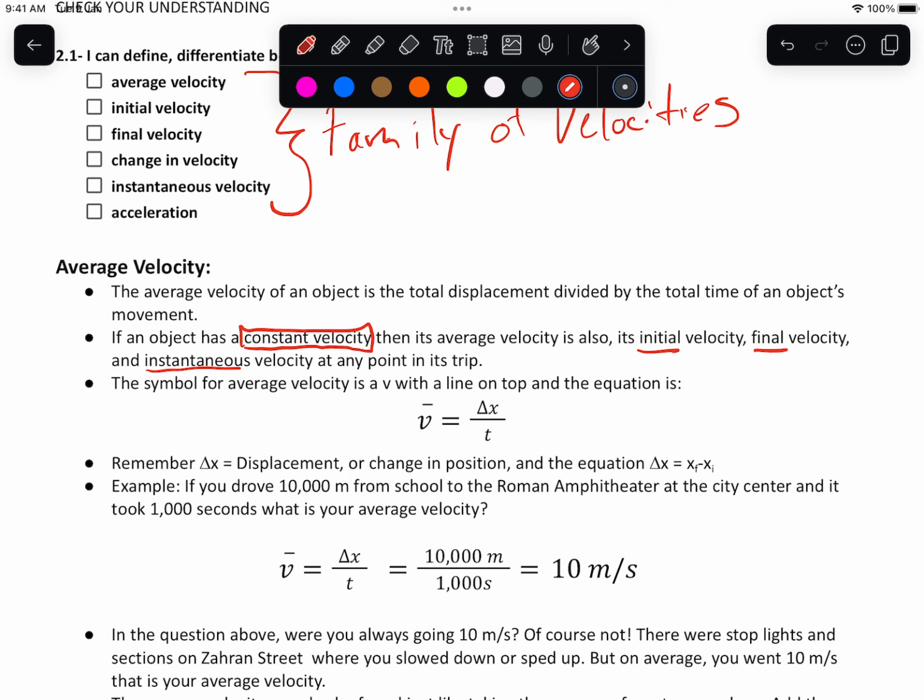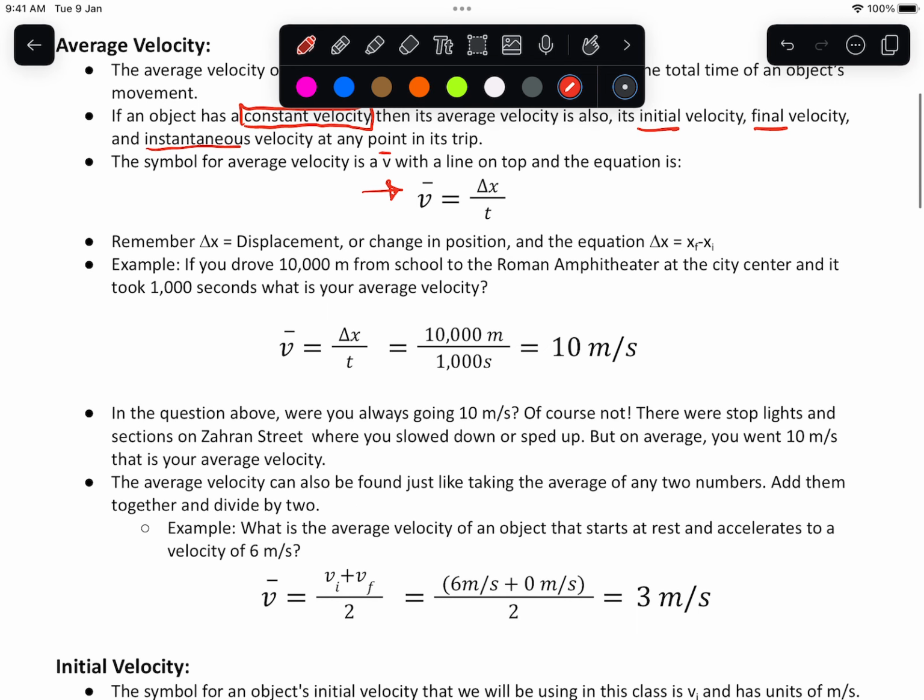The symbol for average velocity is a V with a line over it, right? So you can see here, we have a V with a line over it, and it's change in x, so displacement over time. And we've used that equation before. Remember, change in x, displacement, or change in position, and the equation, change in x is equal to x final minus x initial. And again, that was from level 1, so you should all know that by now.